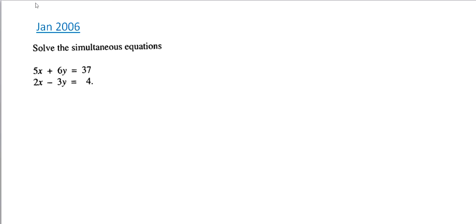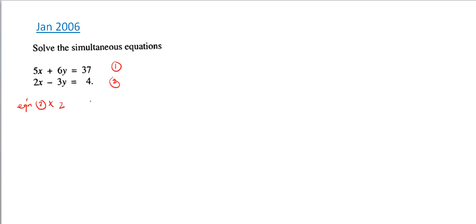Let's look at another example. So we have 5x plus 6y equal 37, 2x minus 3y equal 4. And this is a question from the January 2006 paper. So again, we label the two equations as 1 and 2. And we have to decide what we are going to eliminate. If we look at the equations, we have 6y here and we have minus 3y here. So the easiest thing to do is to take equation 2 and multiply by 2.